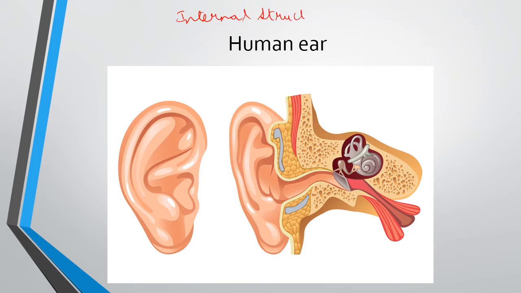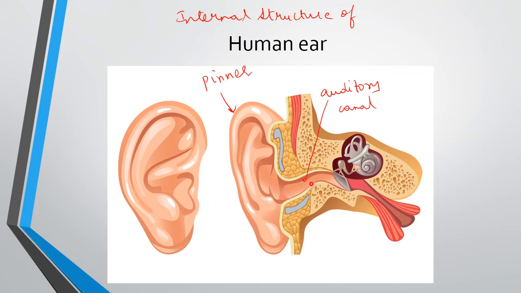So this is the internal structure of the human ear. As we have known, the human ear has the outer ear or the pinna, the middle ear and the inner ear. The function of the outer ear or the pinna is to collect the sound waves. As the pinna has a peculiar funnel-like shape, it helps to collect the sound waves and pass them through a tube. This tube is called the auditory canal, and this is the pinna or the outer ear.